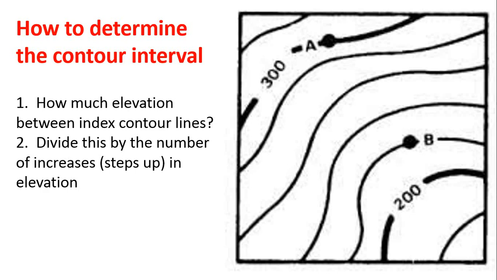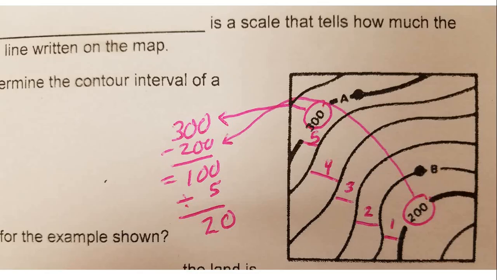Starting at 200, how many times do you go up to get to 300? If you follow along with me, we start at 200, we go to that line that has B on it. That's one step. We go to the next line. It's 2 steps. The next line, 3, 4, and by the time we get to that letter A on the 300 line, we've made 5 steps going up. So we've gone up 100 and we divided it into 5 steps.